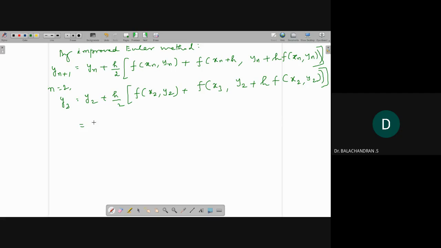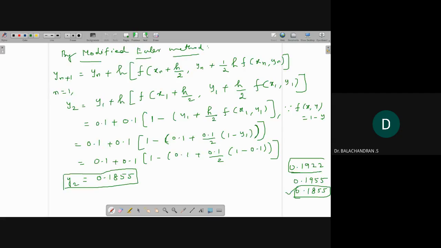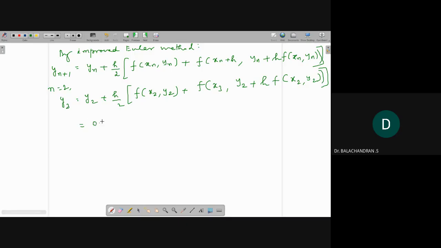Now this is equal to, what is y2? y2 is 0.1855. 0.1855 plus h, which is 0.1 divided by 2, into f of x2 comma y2. f of x comma y is 1 minus y. So f of x2 comma y2 is 1 minus y2, plus f of x3 comma y2.